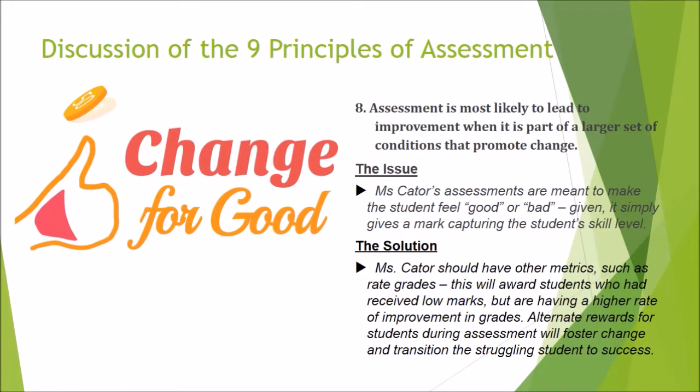Are you a D student? That's not right, and the way to solve this is if Ms. Cater could have other metrics, other alternative ways to reward her students.